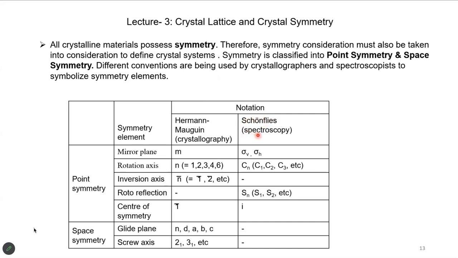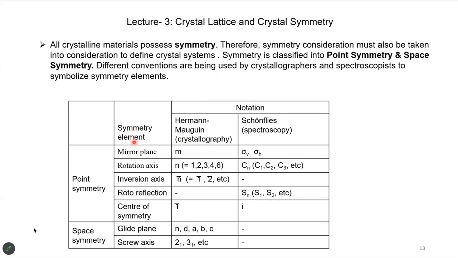For a molecule, by spectroscopy, they can also find out symmetry for molecules. So spectroscopists have a different designation of symmetry elements. Crystallographers have a different designation of symmetry elements. So we are talking only about crystallography.